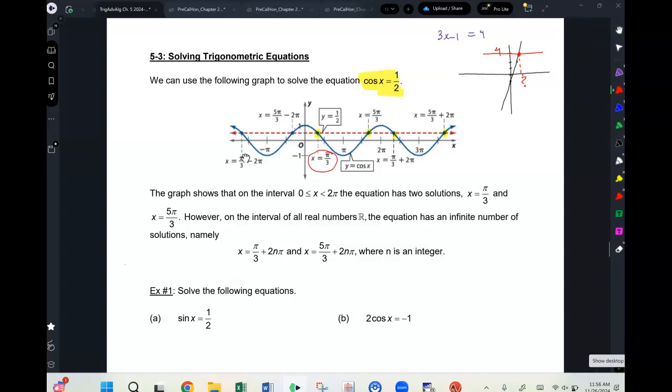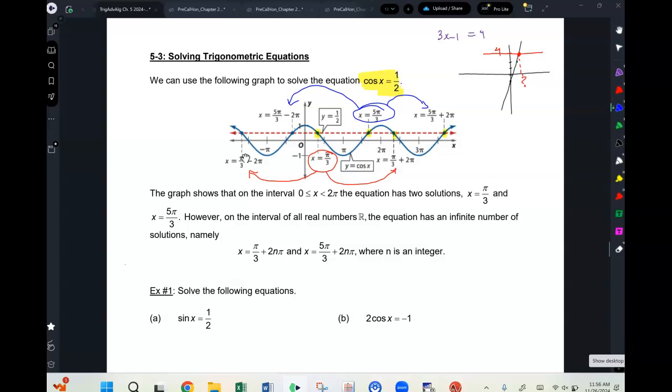But also, from pi over 3, if I go over 2 pi, and also if from pi over 3 I go over 2 pi this way. So every time from pi over 3, I go over 2 pi, over 2 pi, over 2 pi. Cosine is also equal to a half at 5 pi over 3, but also when I go over by 2 pi, or this way by 2 pi.